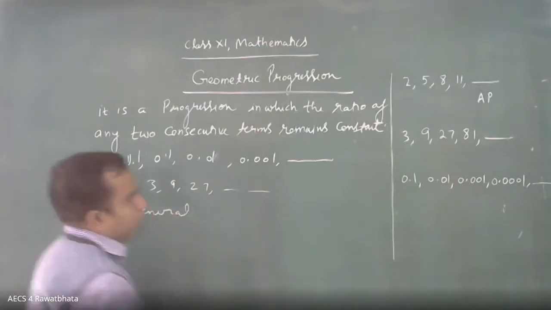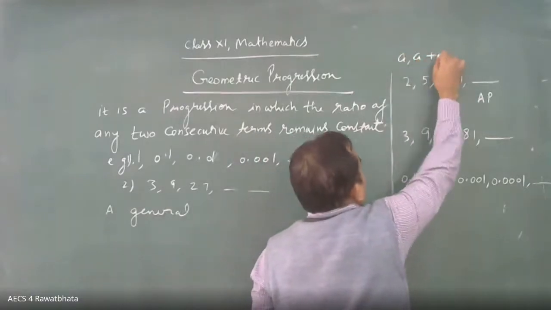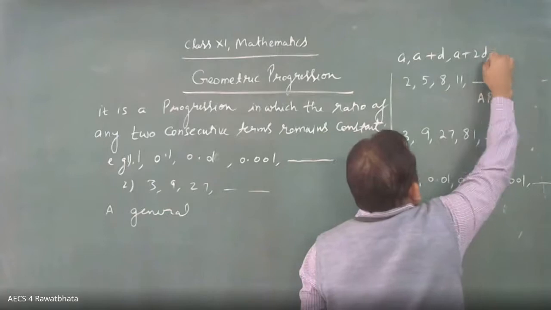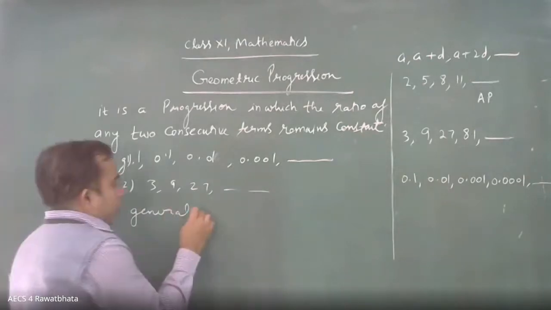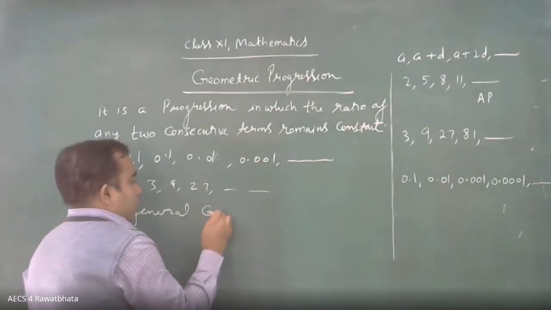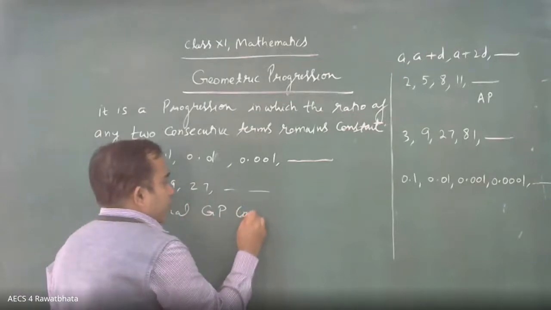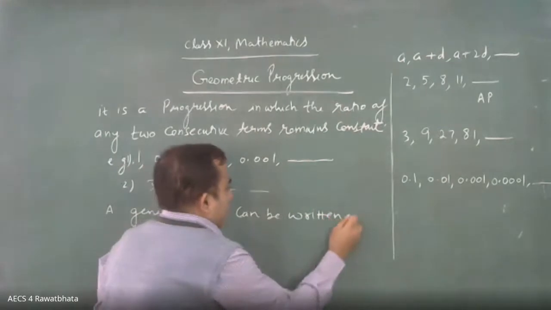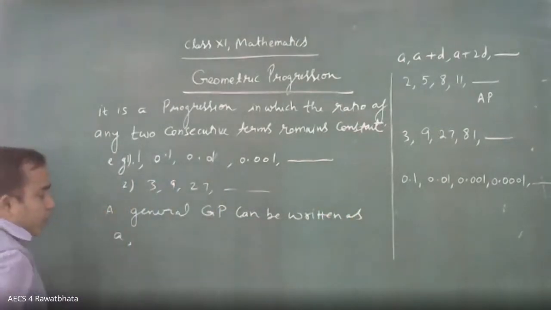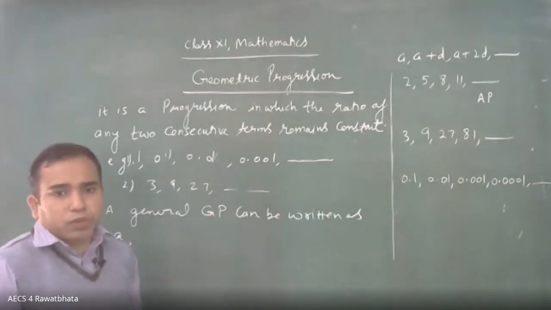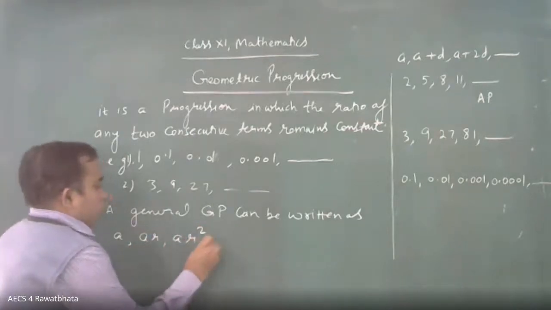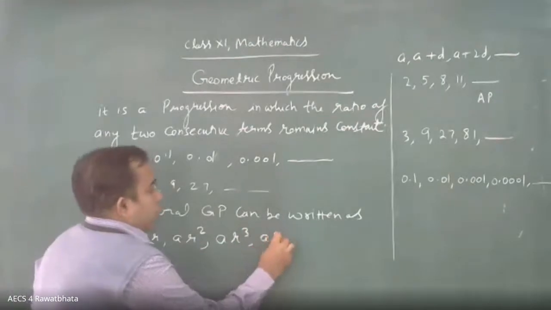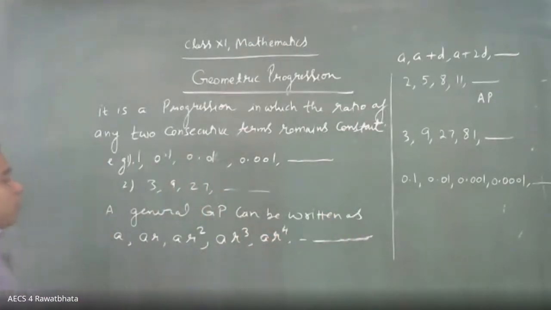In arithmetic progression in general, you write it like this: a, a plus d, a plus 2d, and so on. So there must be some general geometric progression also. Yes, there is a general way of writing a geometric progression. A general GP can be written as: if I start with a fixed first term a, and multiply by the ratio of term 2 upon term 1, suppose it is r, then a r, a r square, a r cube, a r raised to power 4, and so on. So this is a way of writing a GP, geometric progression.